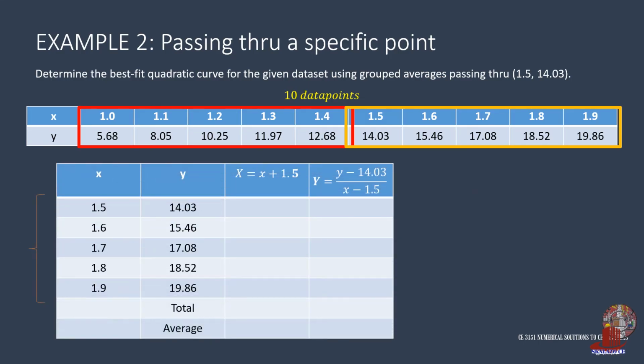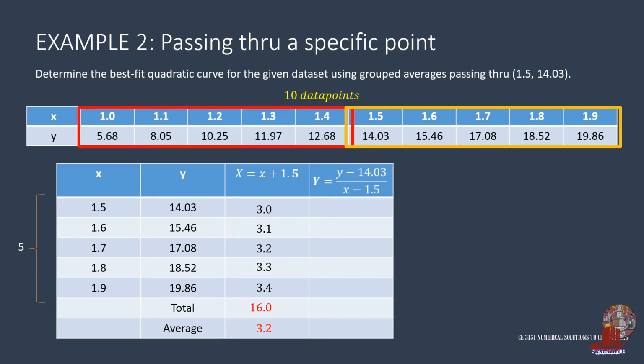The second group has x values from 1.5 to 1.9 with their y counterparts. The capital X values are 3, 3.1, 3.2, 3.3 until 3.4. The total of capital X values is 16. Then divide this by 5 to take the average of 3.2.